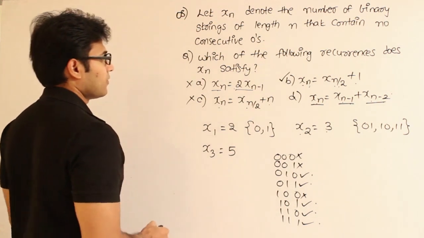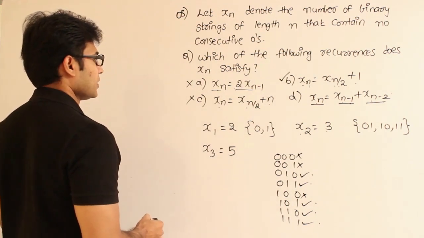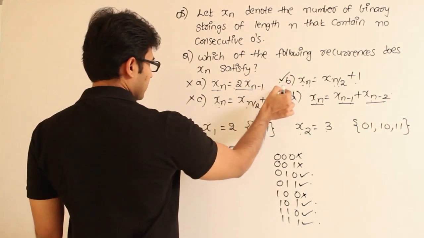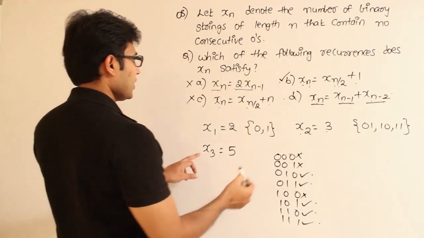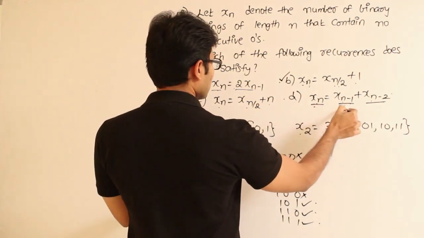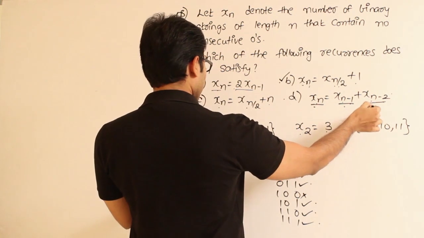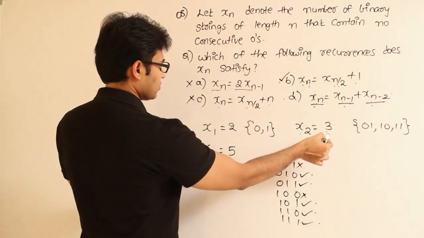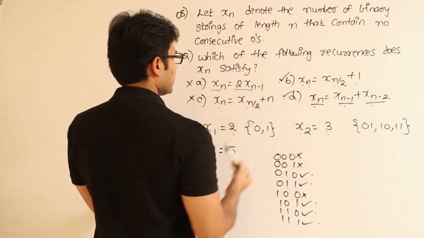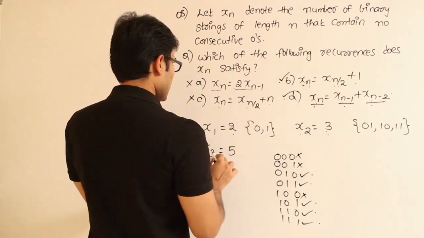Alright. Now try to evaluate it again. So this one gave the right answer. We don't know about this one yet. Now x3 equal to x2 plus x1. So x3 equal to x2 plus x1. So this is also giving us the right answer. Now what about this one?